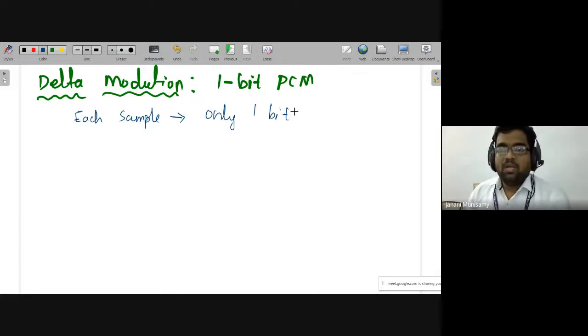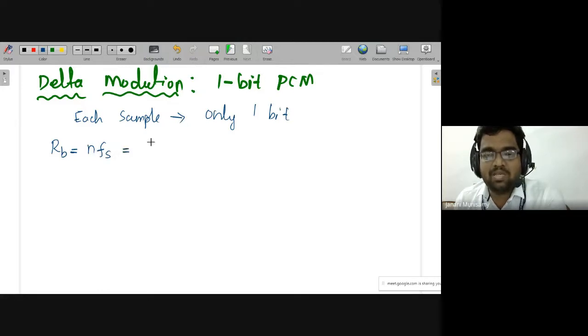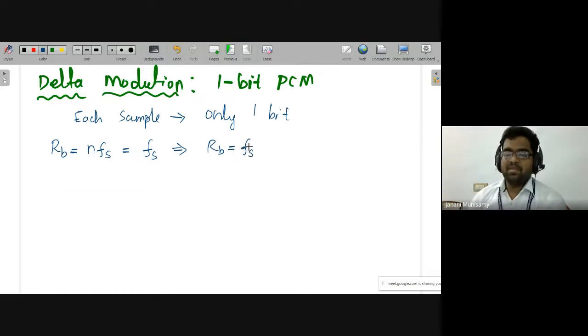So again, if it is only 1 bit, then definitely what will be the data rate? In general, the formula for data rate is RB is equal to n into Fs. Fs means how many number of samples have been taken per second, then n is the number of bits assigned to each sample. Now in this case, n is equal to 1. So that means in case of delta modulation, the data rate is simply the sampling rate.